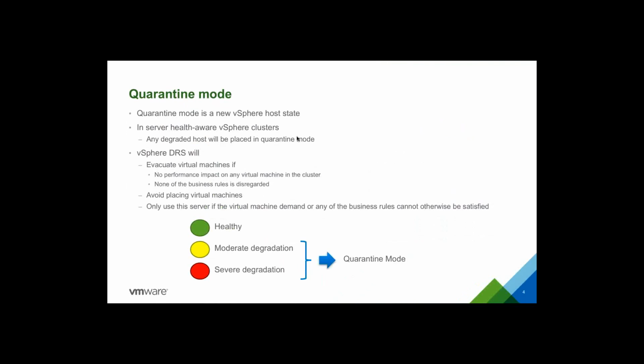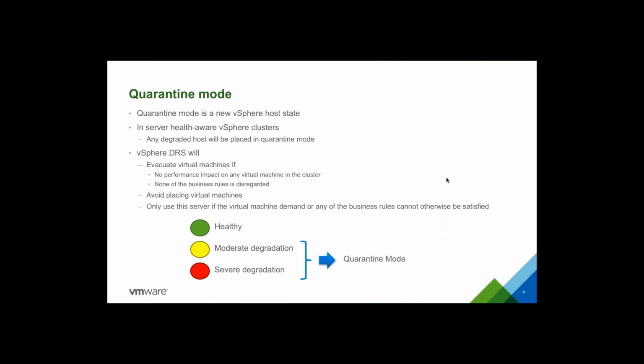I've just got a question raised here. Sorry, a question by Ken. What would happen should a host go into quarantine mode due to a moderate degradation and another host goes into a severe degradation? Basically, would the VMs go back to the moderate one to help unload the severe one?